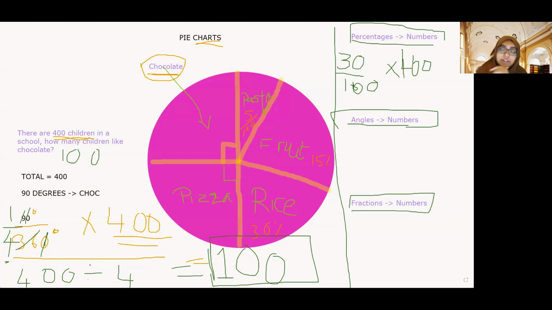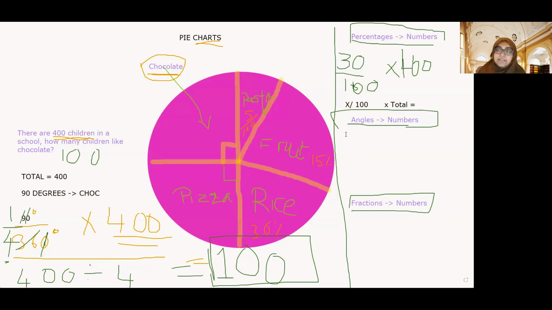So if we have a look at how we actually did that and why we got that answer, all you do is you write your percent, whatever your number is, so x, out of 100, and then you times it by your total. So the total number of children you have.